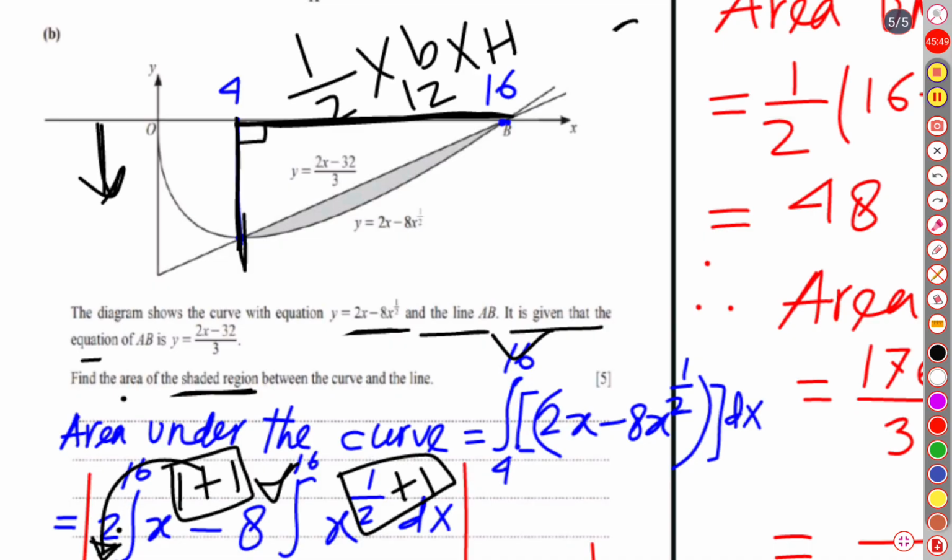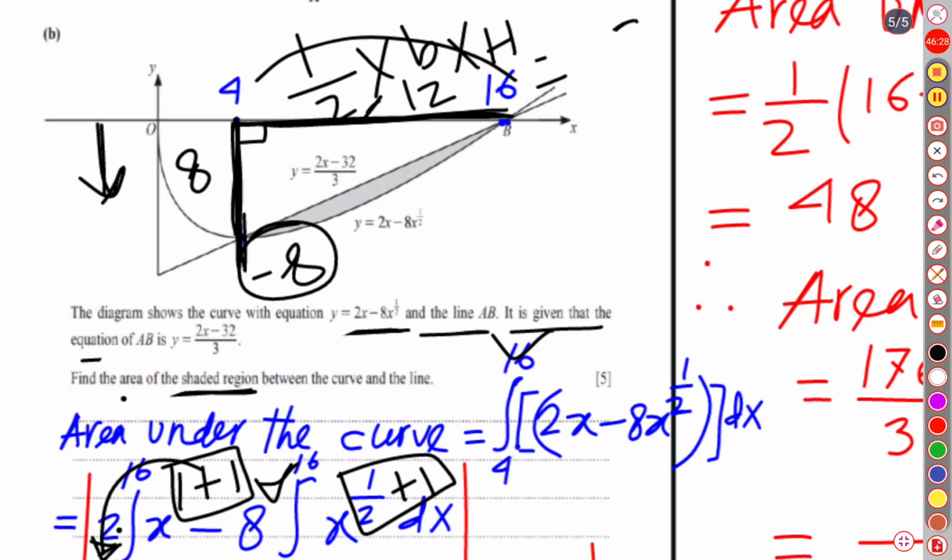How much is the height? In the previous question we learned that the point was -8. It is not available in this question, but in the previous question we solved that it was -8. The point is -8, which means the height is 8 units. So our base is 12 units and height is 8 units. Sorry, not 16. From 16, if we subtract 4, it is 12. So 8 12s are 96. 96 divided by 2 is 48. So the area of the triangle is 48.